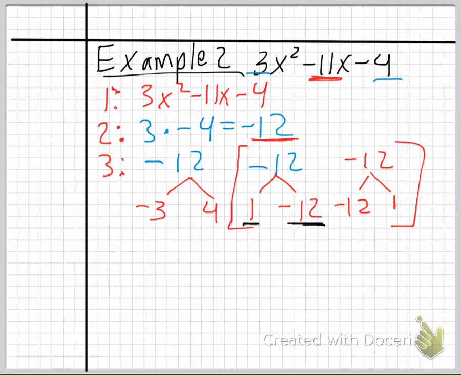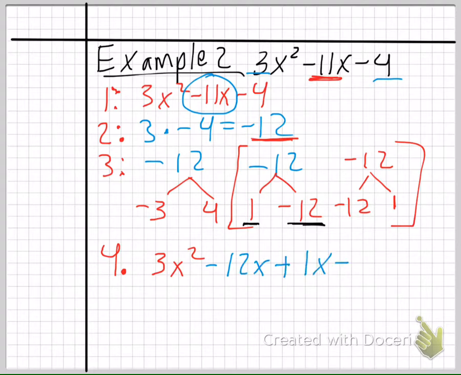So step 4 is that we take our original expression, 3x squared, and now instead of writing negative 11 like we did up here, we're going to rewrite that as two different terms that will add to make negative 11x. So I'm going to say minus 12x plus 1x minus 4. All right, so now this expression can be broken up into two pieces, and I'm just going to go ahead and rewrite this in blue.